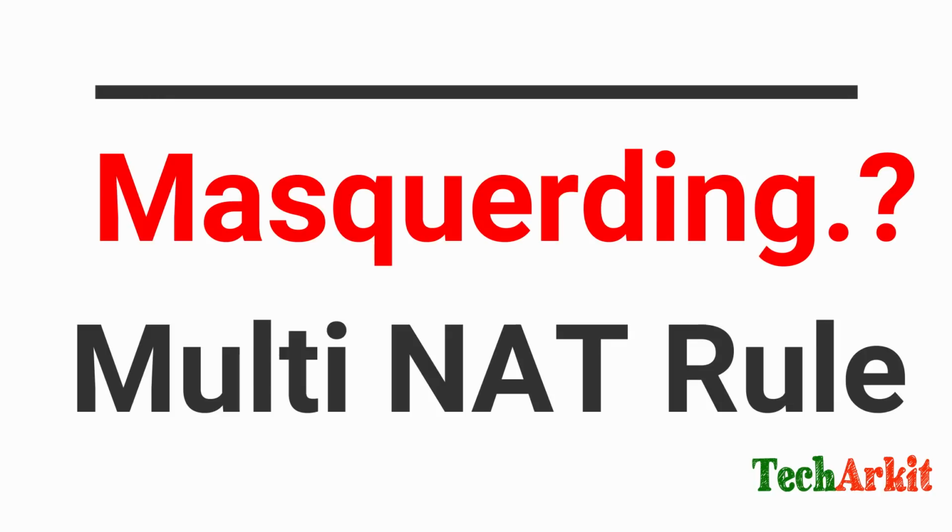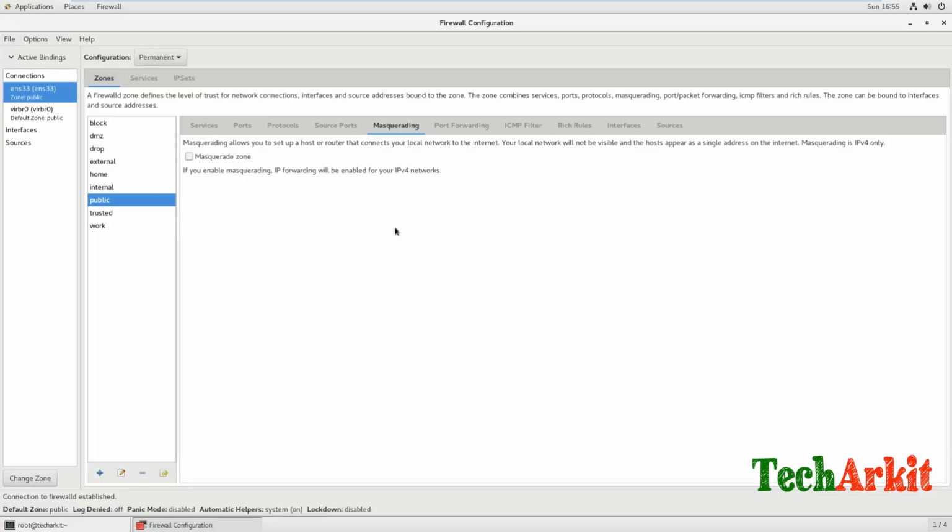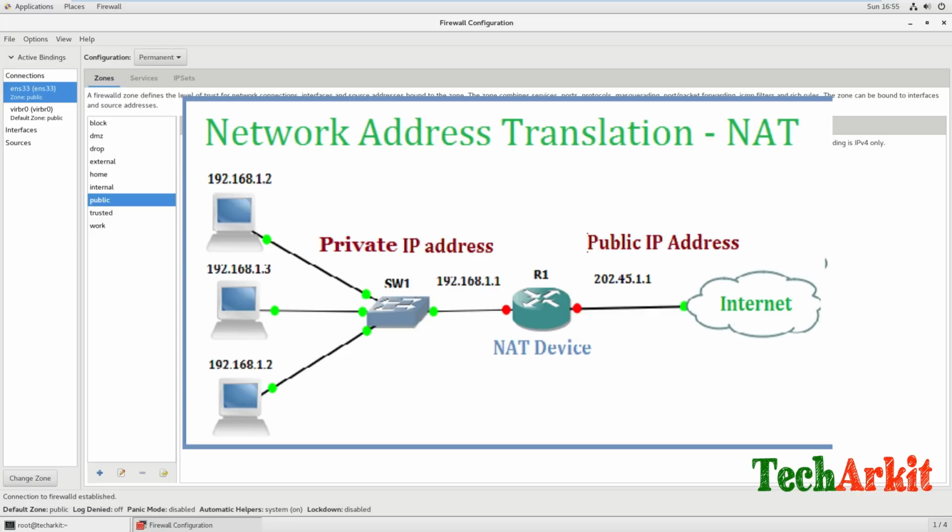So masquerading. In the sense, this is not just a Linux service, it's just like NATing settings, network address translation settings, like you do on the network side. In a similar way you can do IP masquerading over here.